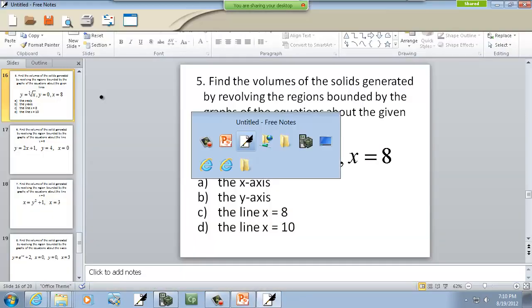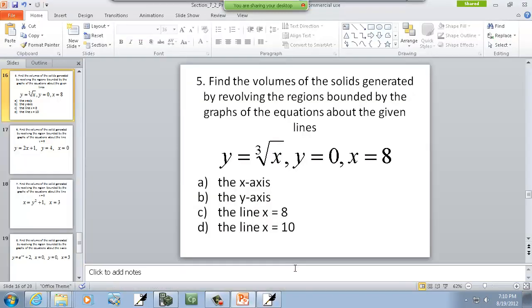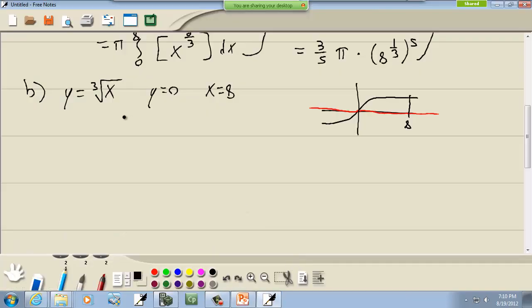Now y is equal to the cube root of x, y is equal to 0, and x is equal to 8. And our graph, again, is that right there. And y is equal to 0 is this right here. And x is equal to 8 would look like that. Well, we're wanting to revolve it around the y-axis now.